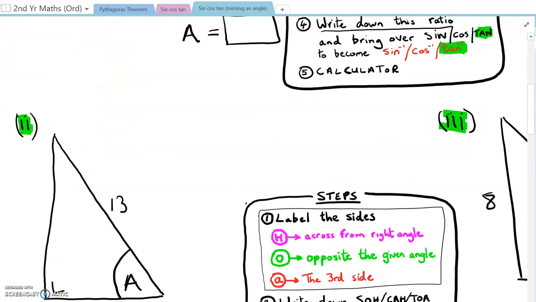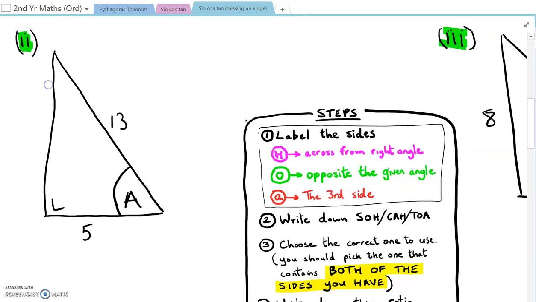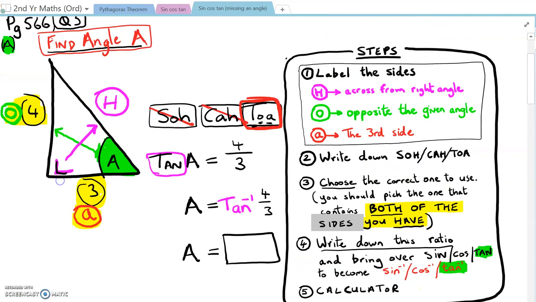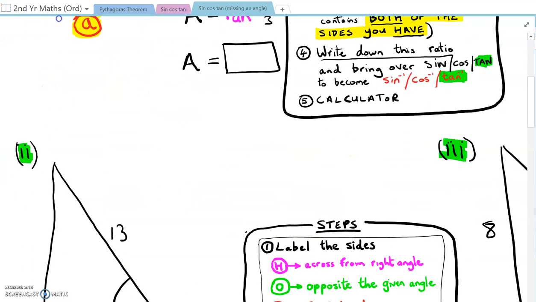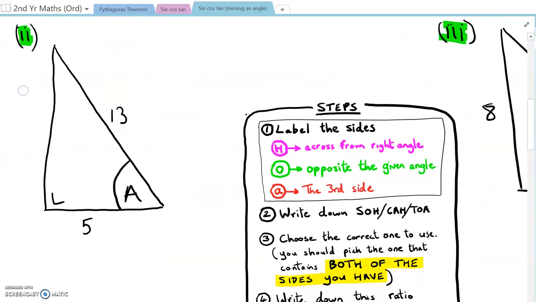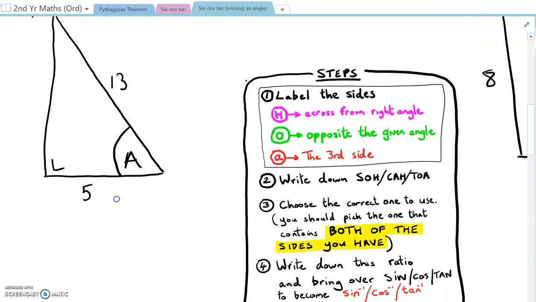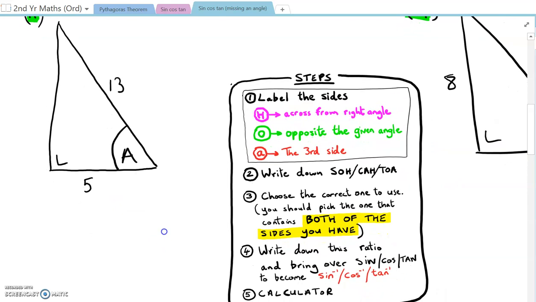Let's go on and do part 2 of question 3 on page 566. This is all, by the way, page 566, question 3. The first one that we did was part I. They don't have A, B, and C in this one. And now this one is part 2. So let's follow the steps. The steps are right here.